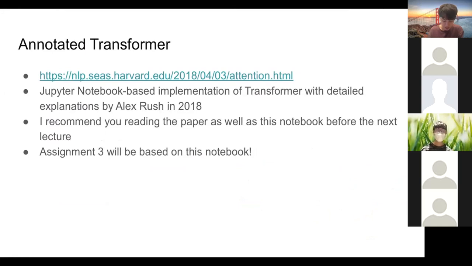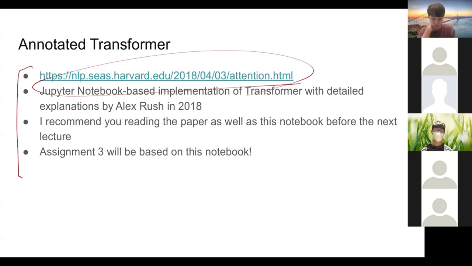So I highly advise you to take a look at this note. I recommend you look at it before the next lecture. It's a very annotated notebook of the transformer, as the title says. What I talked about is more of a mathematical explanation than a code-level explanation. If you look at this note, you will see how it connects to the code to implement the transformer. And assignment 3 will be based on this notebook. There will also be some math questions, so it'll be good to read it anyway.